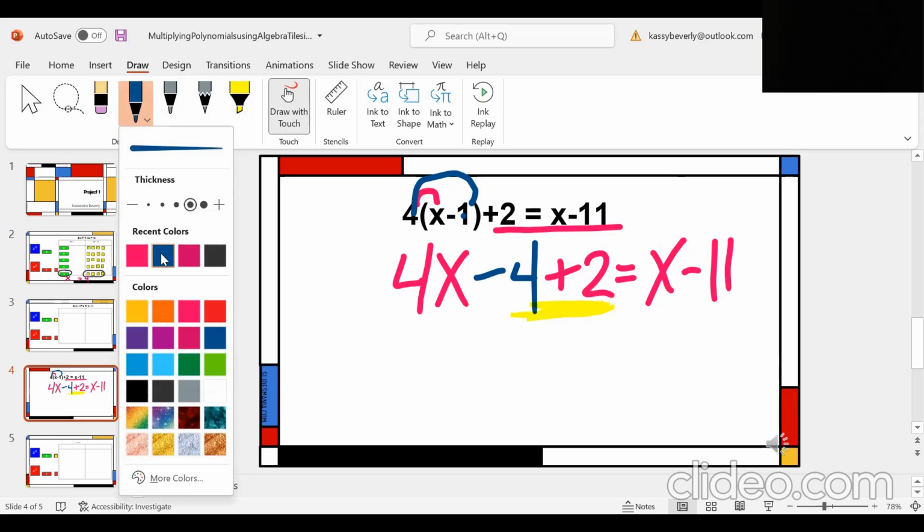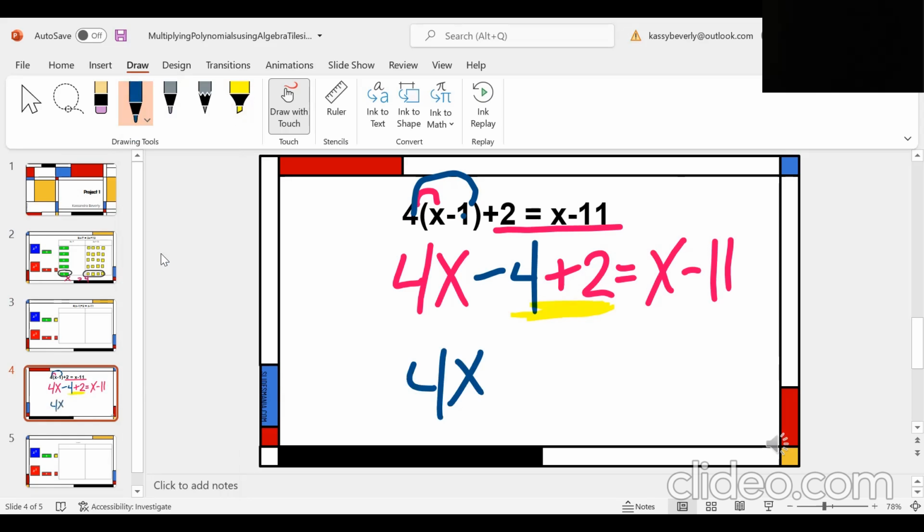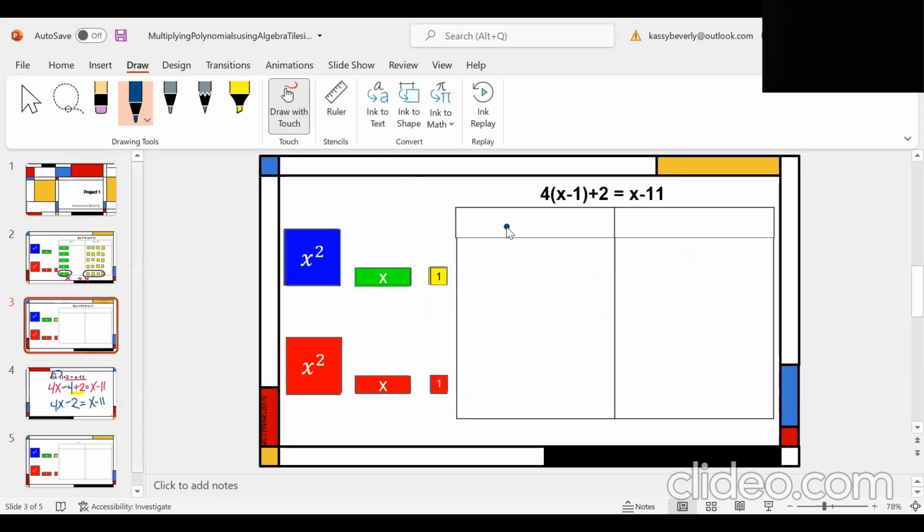So now we have 4x and then negative 4 plus 2. So we're combining our like terms. Negative 4 plus 2 is going to give us a negative 2. And we're just going to bring down the rest of this equation. Equals x subtract 11. Now we're going to take this part back and plug it in with our t-chart and use it for our algebra tiles. So now we have 4x subtract 2 equals x subtract 11. So we're going to go ahead and plug this in. Let me erase this little dot.